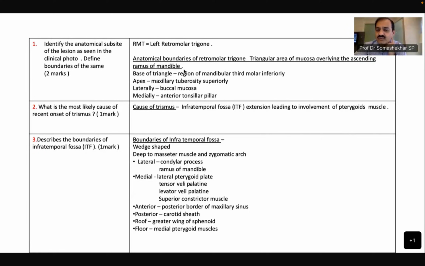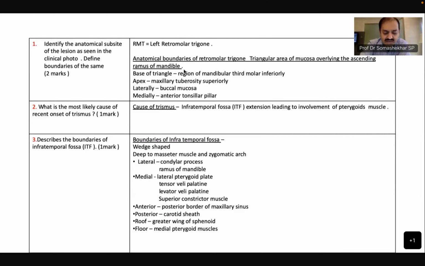Laterally, the condylar process of the ramus of the mandible. Medially, the lateral pterygoid plate. Remember, both the pterygoid muscles are attached to the lateral pterygoid plate, not to the medial pterygoid plate. I always ask this question: then what is attached to the medial pterygoid? Always the students say medial pterygoid muscle. What is attached to the lateral pterygoid plate? Students say lateral pterygoid. No. Both lateral and medial are attached to the lateral pterygoid plate. The medial surface of the lateral pterygoid plate is for the medial pterygoid, and the lateral surface is for the lateral pterygoid muscle.